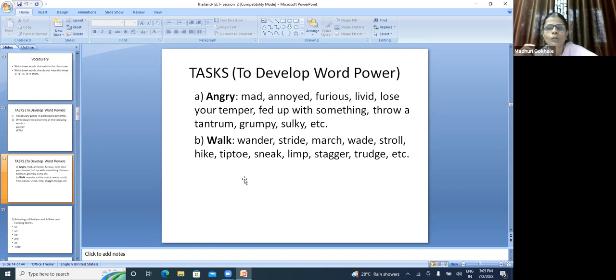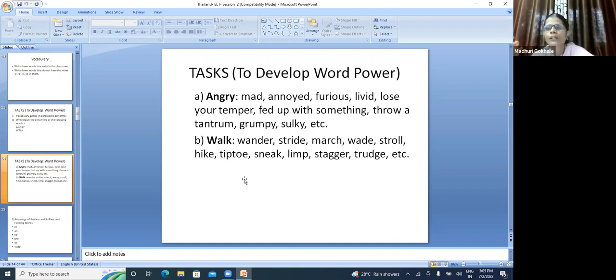So every word, for example, I think it was Rosemon or Sumon who gave me the word mad. Now, if you check the dictionary, mad means angry in American English, and mad can be used only in informal situations. Okay, so that's the speciality of that word, which we must give to our learners. If you ask them to give synonyms of the word walk, then wander, stride, march, wade, stroll, all these words in English mean walk.